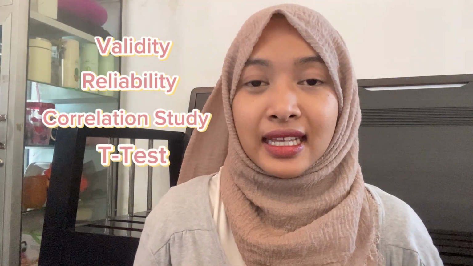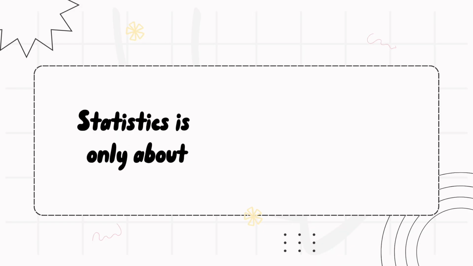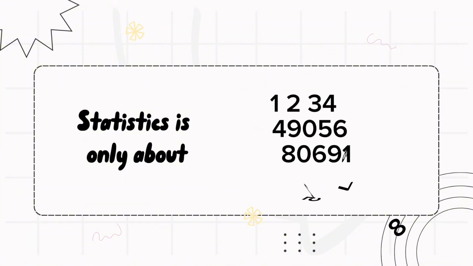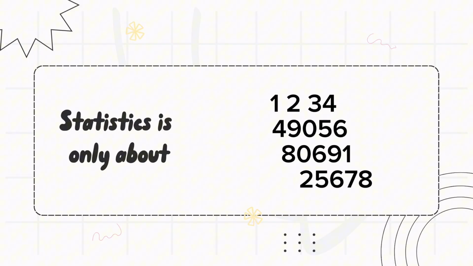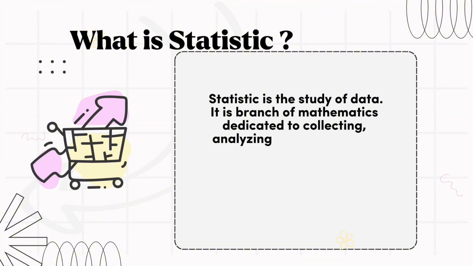In this video, we will talk about statistics including validity, reliability, correlational study, t-test, and also ANOVA. Statistics is often perceived as merely a collection of numbers, but in reality, it is much more than that. Let's take a look a bit closer at what statistics is. Statistics is the study of data, a branch of mathematics dedicated to collecting, analyzing, interpreting, and presenting data to address real-world problems. Statistics plays a vital role in everyday life.